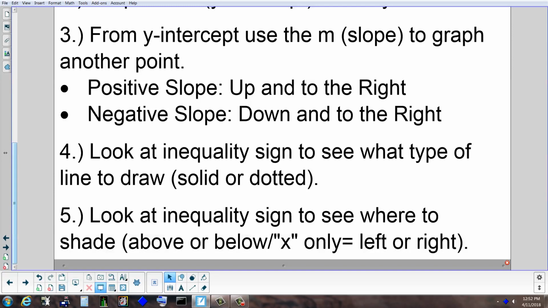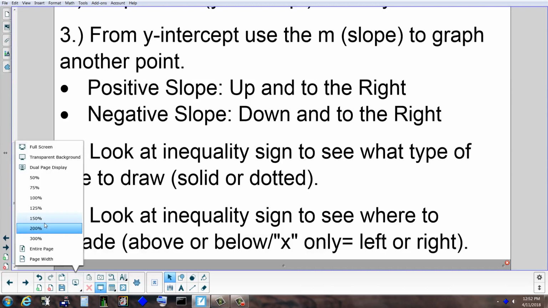Now, last thing, we'll look at the inequality sign to see where to shade. Are we going to shade above? Are we going to shade below? Remember from yesterday, guys, if it's an x only, like x greater than 4, we had one like that in the homework. That's a real special case because above or below doesn't work. You have to look left or right. You can't go above or below because you'd be shading over the line or shading over the graph.